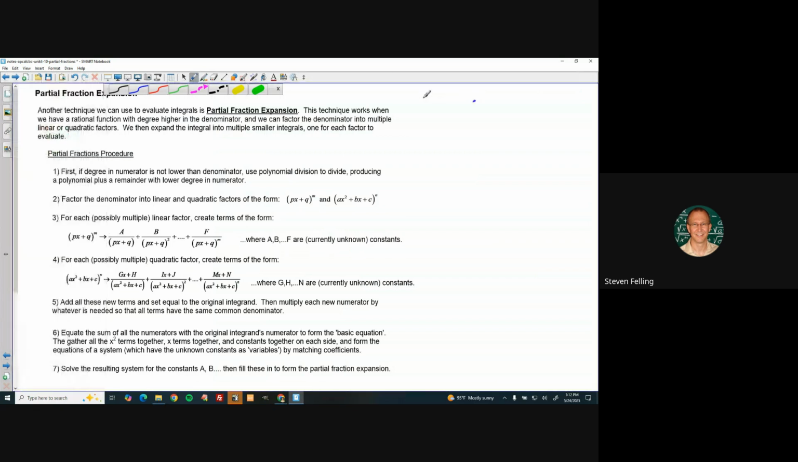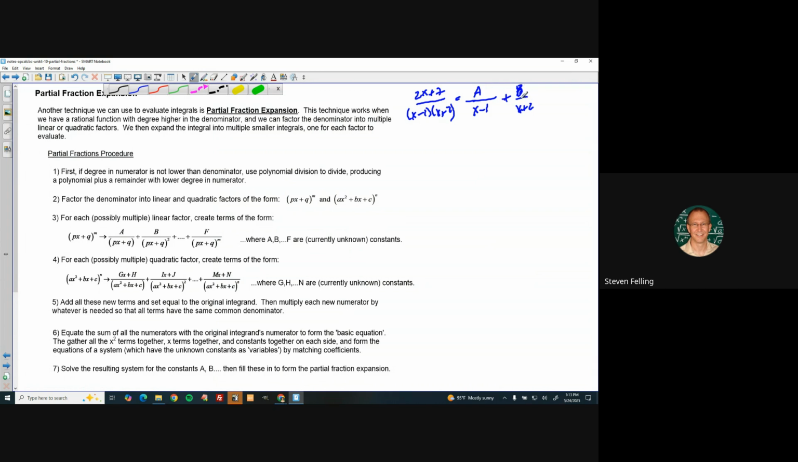So let's say that you have something like, maybe some number like 2x plus 7, and on the bottom, we have a polynomial that can be factored into x minus 1 times x plus 2. Then there's an algebra procedure where you can say that that is equal to some unknown constant A over the factor x minus 1, and then plus a different unknown coefficient B over x plus 2. And there's a procedure we can follow to figure out what this A and B constant are.